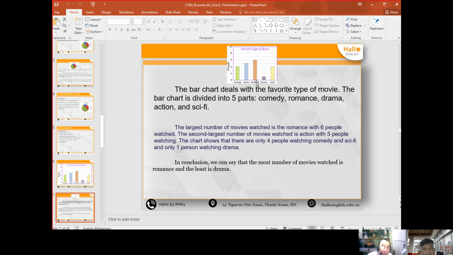Now, in conclusion, we can say that the most number of movies watched is romance, and the least is drama. So you compare now the most watched movie with the movie that is least watched.